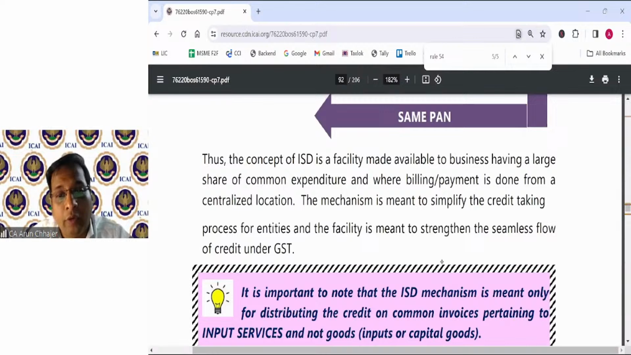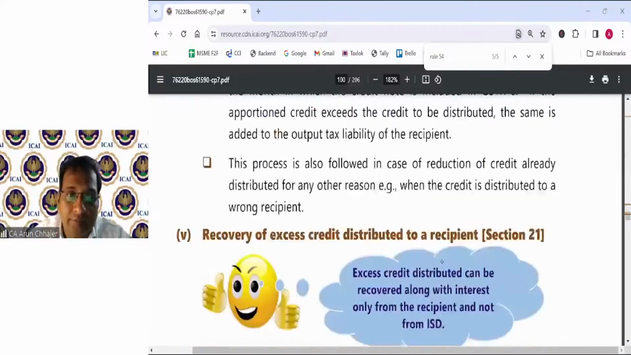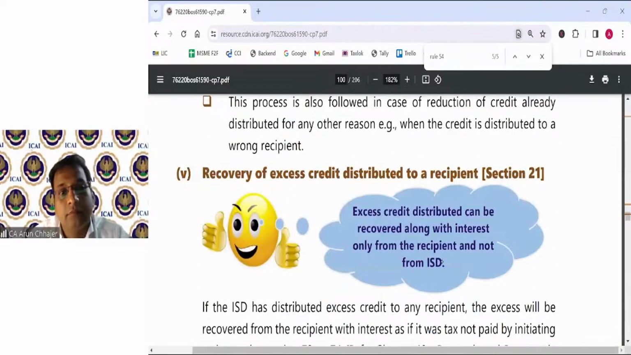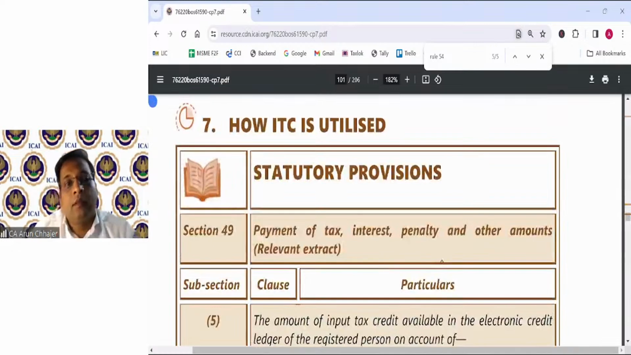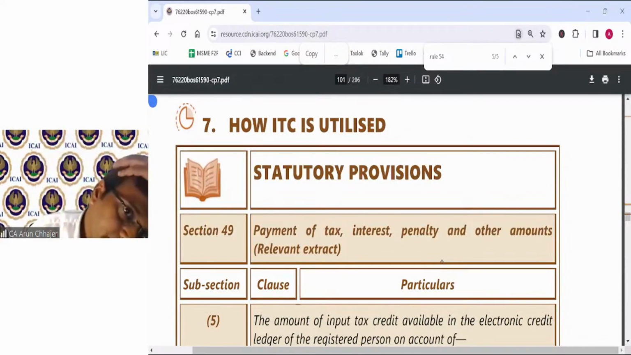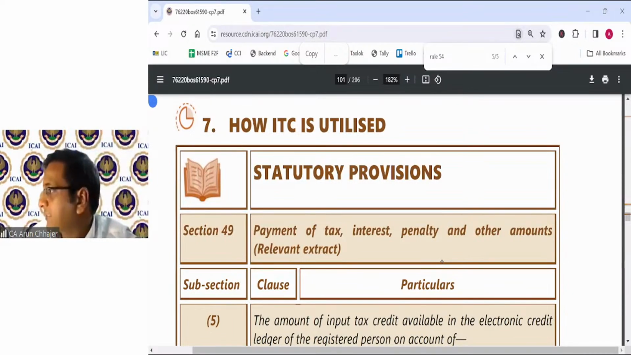Now let me talk about the important practical aspect of this: Section 49, sub-section 5. What is Section 49, sub-section 5?